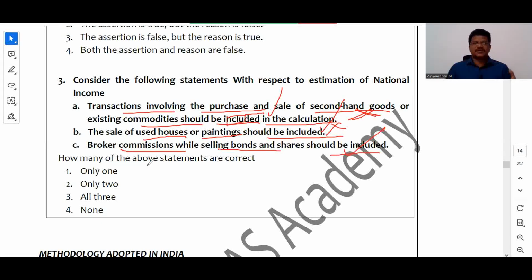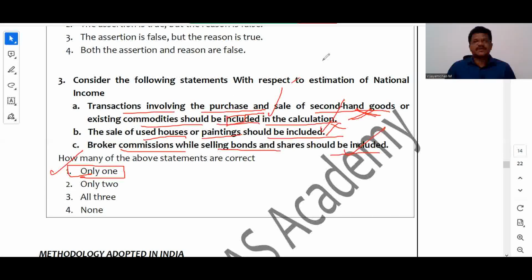Why? Because brokers are providing services in the current production year. That's why we need to include the broker commissions. So how many of the above statements are correct? Only one statement is correct. So this is also a very difficult type of question. If you know all the three statements, then only you will be able to answer it. There is no elimination. Elimination technique doesn't work here.